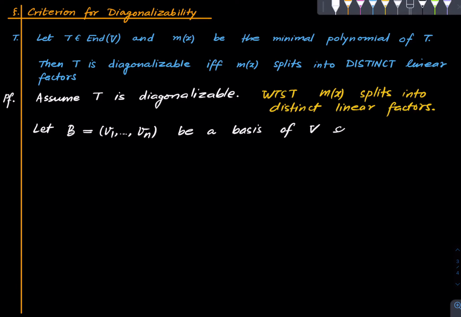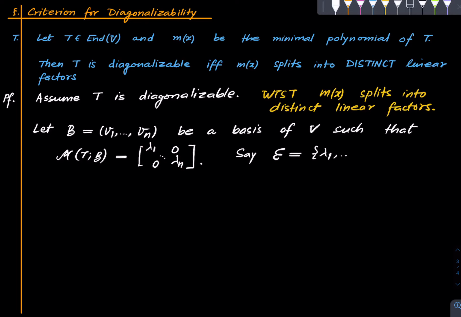Okay, so let B be a basis of V such that the matrix of T with respect to B is a diagonal matrix with entries we denote like this. Okay, so some of these may repeat. There is no guarantee that these are distinct. That's okay. So what we will do is we will say this script E is the set of the values appearing on the diagonal. It is possible that E is a singleton, meaning the size of this set may be one, in which case all of these are equal. But whatever, this is a set.